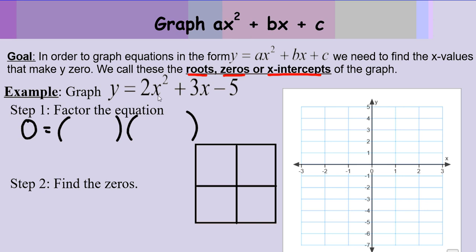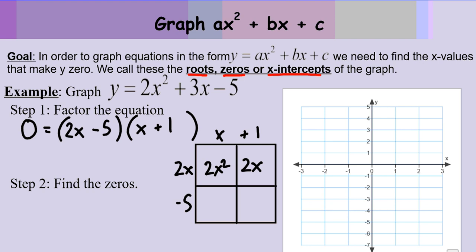I know that this 2x squared has to be made by the first term, so 2x and x. Now this is a negative 5, so I know one of the items has to be positive, one has to be negative. And I know in this case it's going to be minus 5 and plus 1. Let's check. You can either do multiple distribution or you can use a table to check. I'm showing the table. 2x squared, 2x.